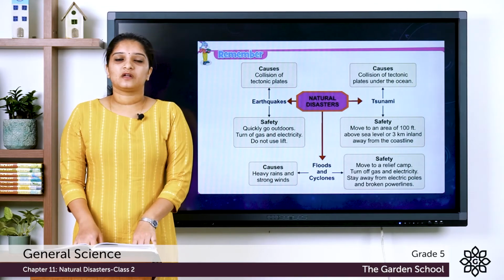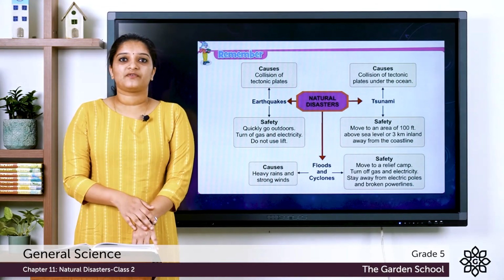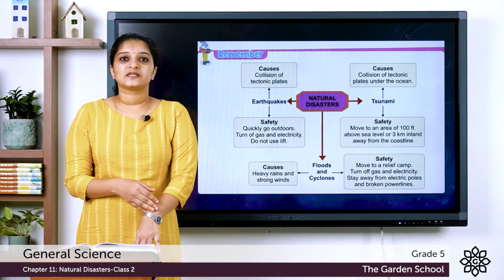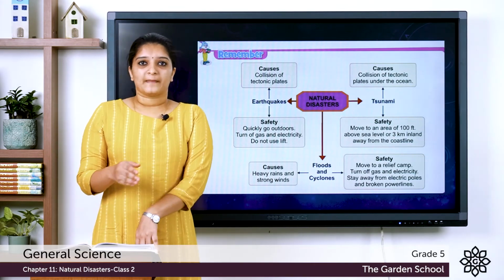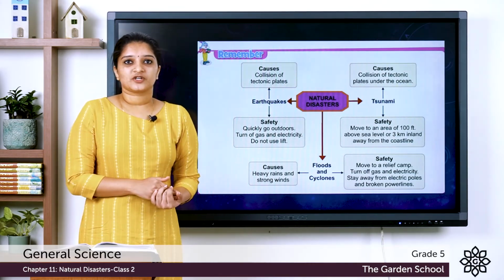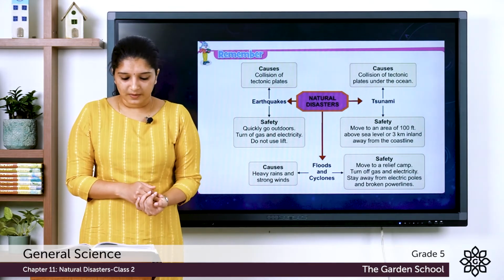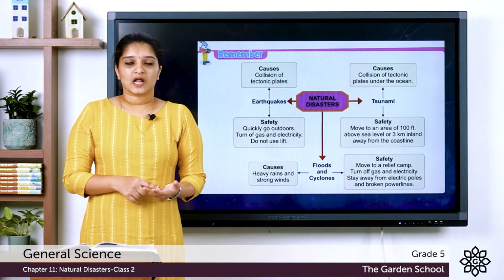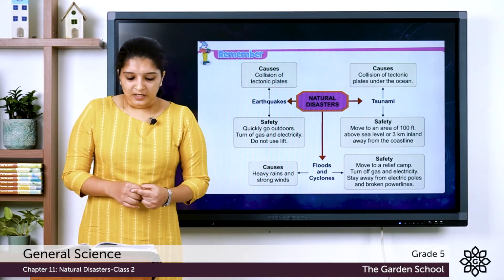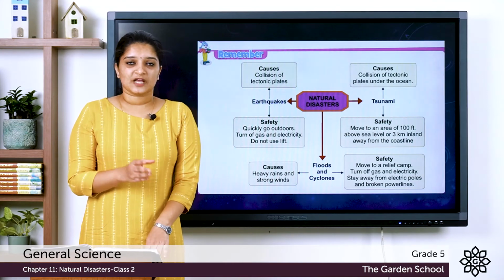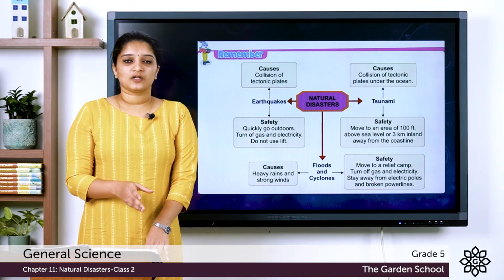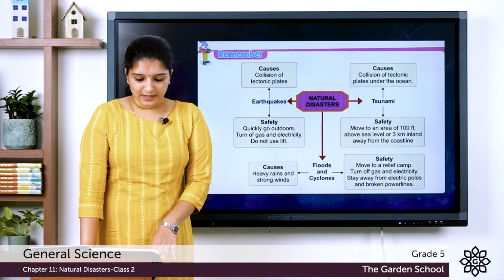In this chapter, we learned about disasters and we classified them on the basis of their origin as natural disasters and man-made disasters. Among the natural disasters, we learned 4 of them. They include earthquake, tsunami, floods and cyclone. Now let's see the causes as well as the safety measures to be followed during these disasters at a quick glance.